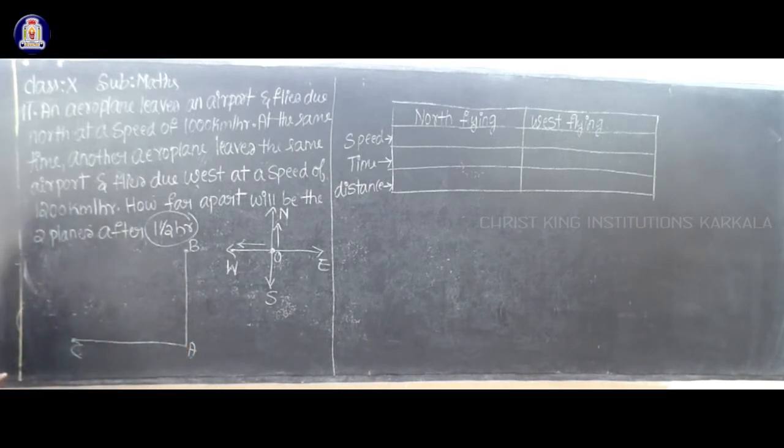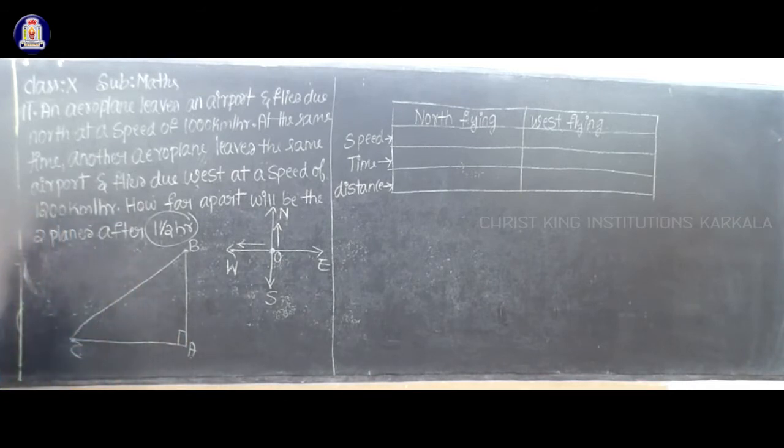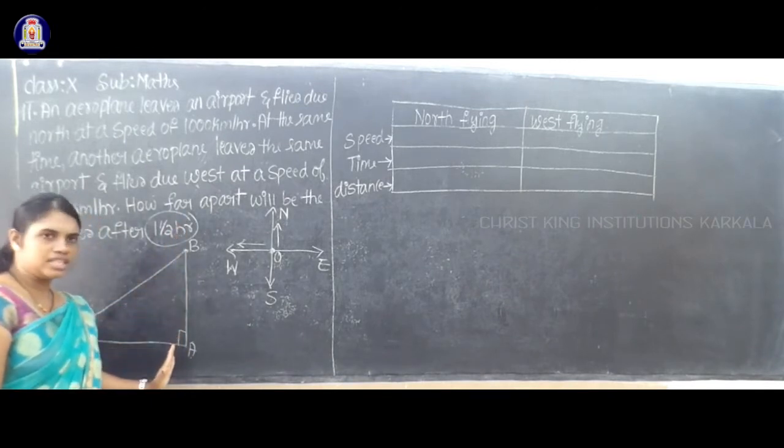Okay, what you have to find? What is the distance between these two aeroplanes? So how to calculate? Obviously these are perpendicular, isn't it? So now to calculate this distance BC, first of all we have to calculate the distance AB as well as the distance AC.